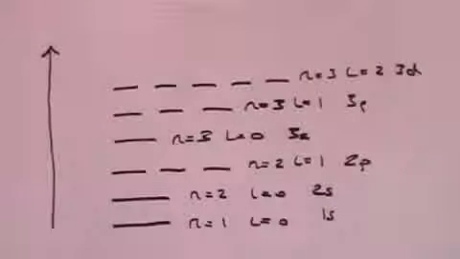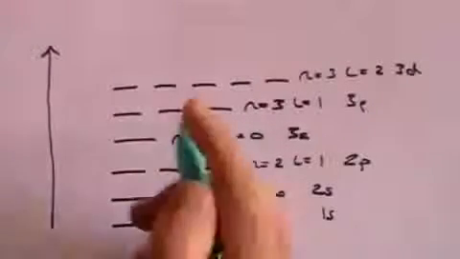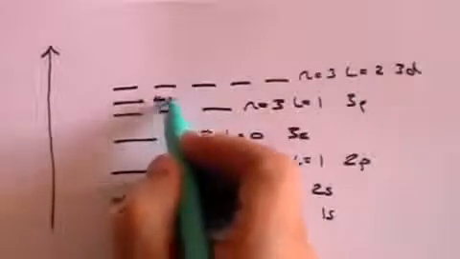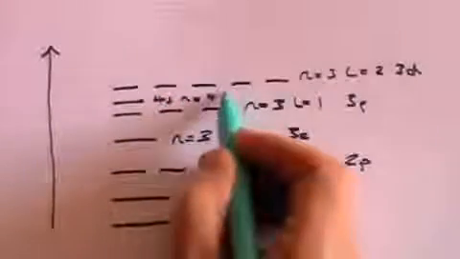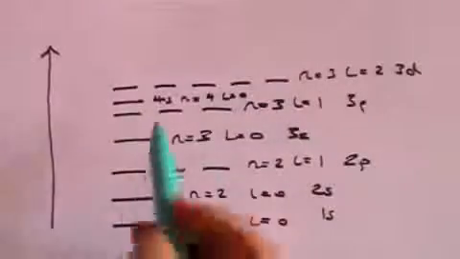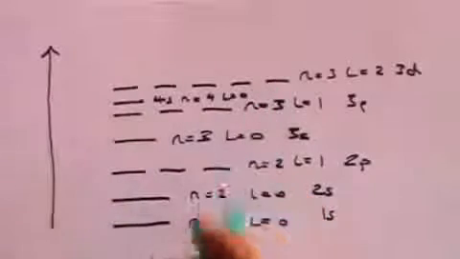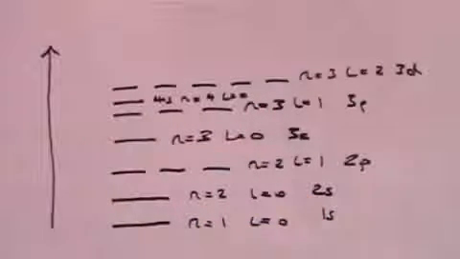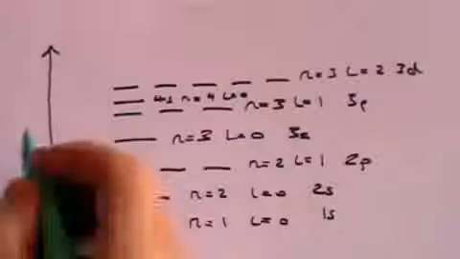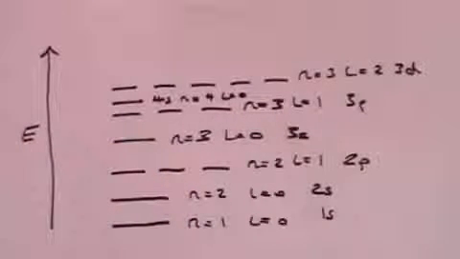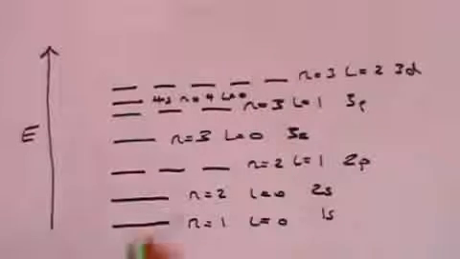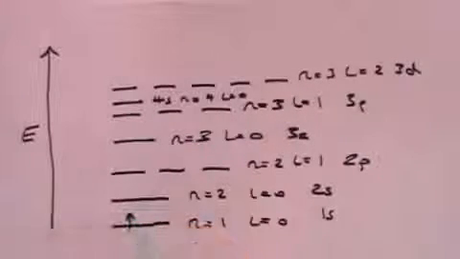Now, by a strange quirk of the way it works, the 4s level, which is when n equals 4 and L equals 0, just happens to be below the 3d level in energy terms. So what does this mean? Well, electrons will always want to occupy the lowest energy level. So if you have an atom with only 1 electron in it, it will occupy that level. And that, of course, is hydrogen.